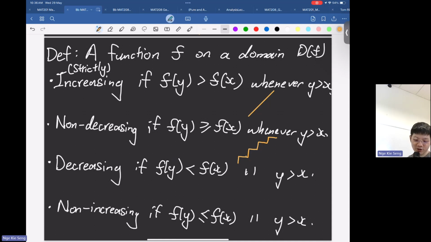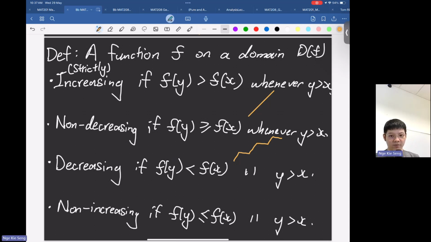Maybe not strictly vertical, because that is not a function, right? So maybe we make it slightly like this. You go up, increasing, and then you stay constant, increasing, stay constant, increasing, stay constant. Yeah, all right, so this is the difference between increasing and non-decreasing.